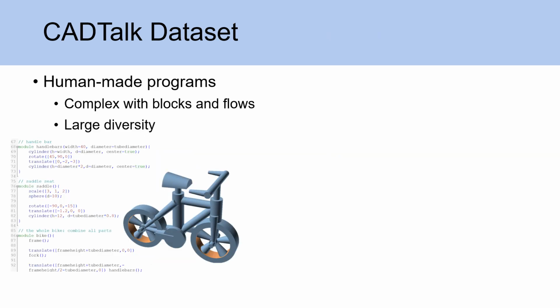To evaluate our algorithm and build the test bed for future research, we have contributed CADTalk, a new dataset for program semantic commenting. The dataset contains 2 sources. The first is the human-made programs, like the one here. Such programs are usually complex with defined blocks and flows, and they exhibit a large diversity of instructions and program constructs, which can be difficult to reason about in the program domain.